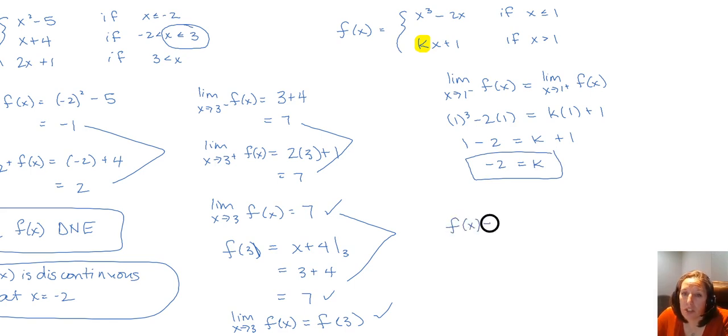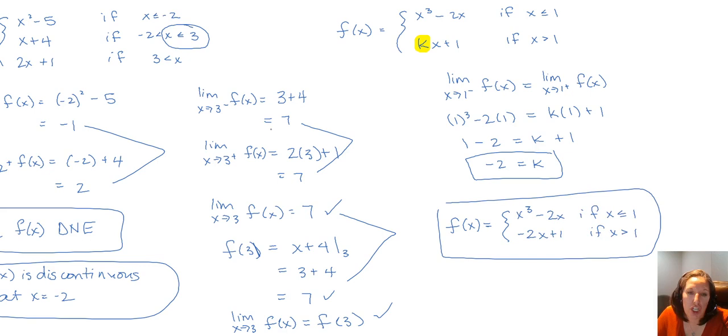So our piecewise function would be x cubed minus 2x if x was less than or equal to 1, and negative 2x plus 1 if x was greater than 1. And then we would see if we checked it and went through the same process that we did for the value at x equal 3 on the previous example, we would get that all three of those criteria would be satisfied.